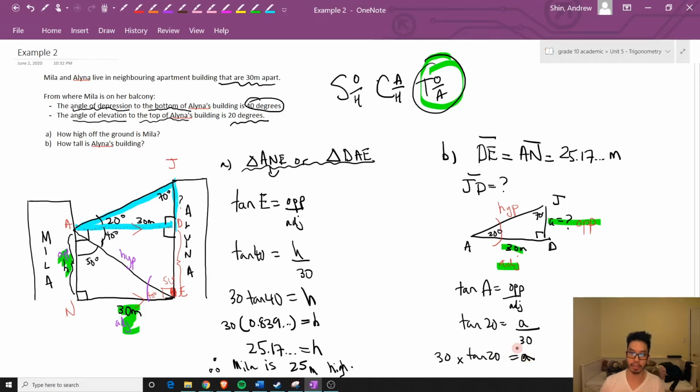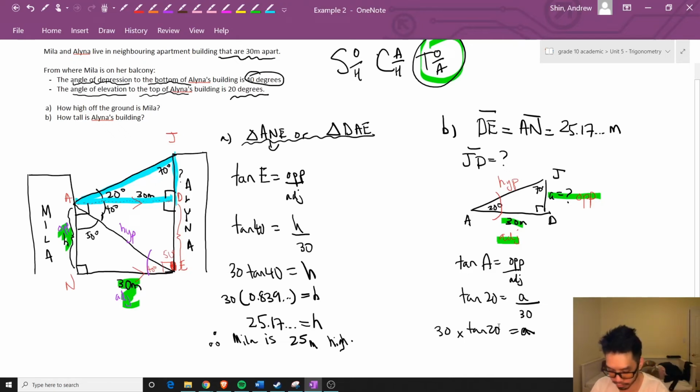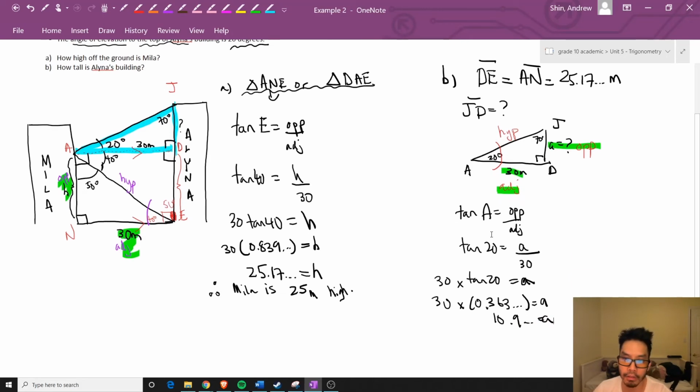And for annotations and understandings that you have to demonstrate, tan of 20 is approximately 0.363..., which means that the opposite is going to be 36% of the adjacent, which is 30. So if it's going to be 36% of 30, we multiply by 30, and we get a really small number, which is 10.9... is A.